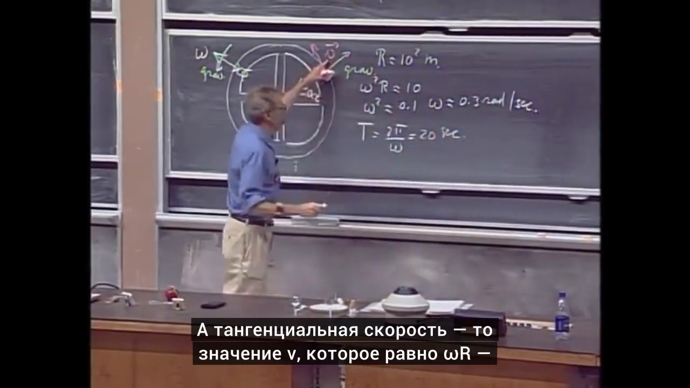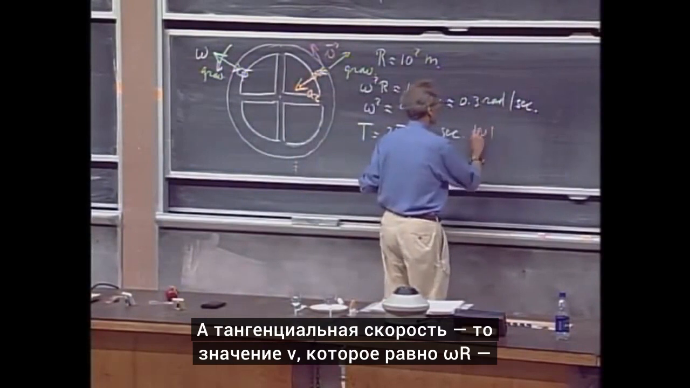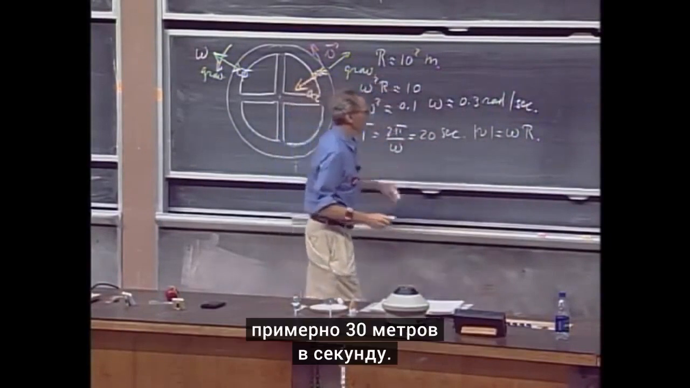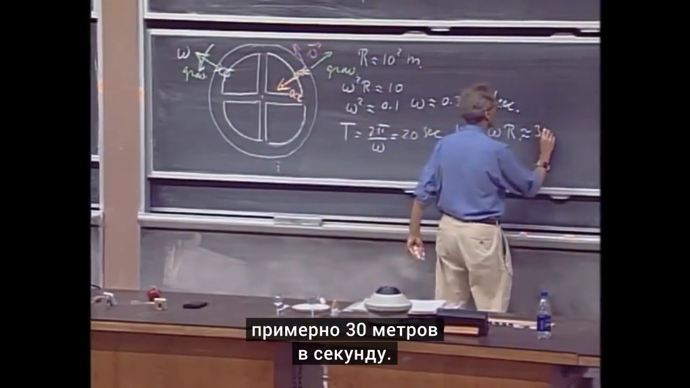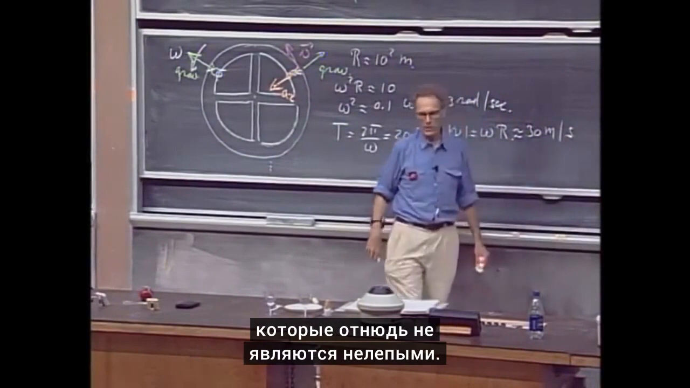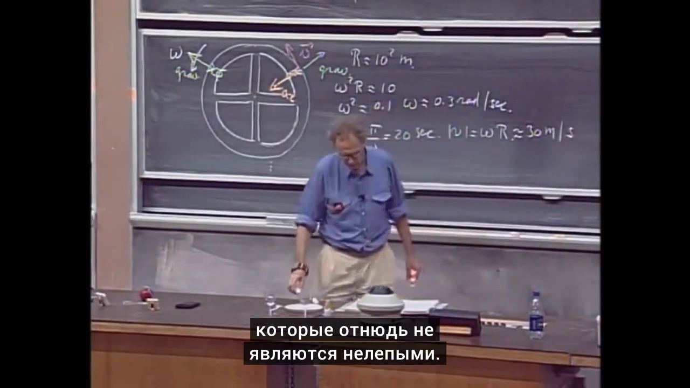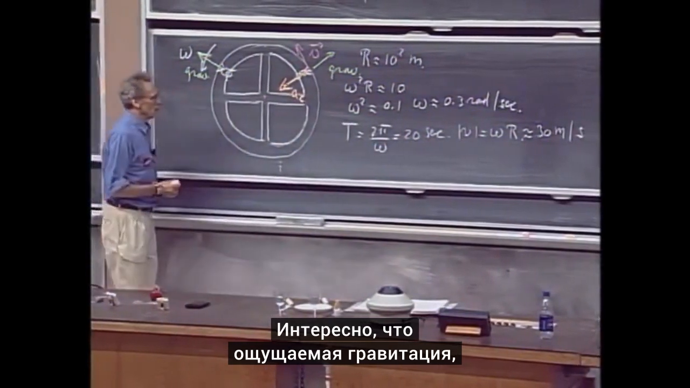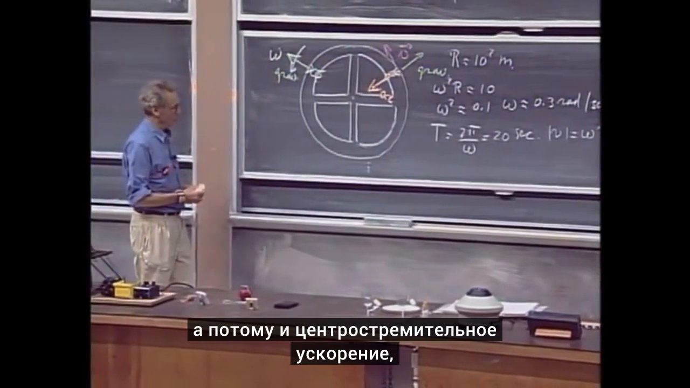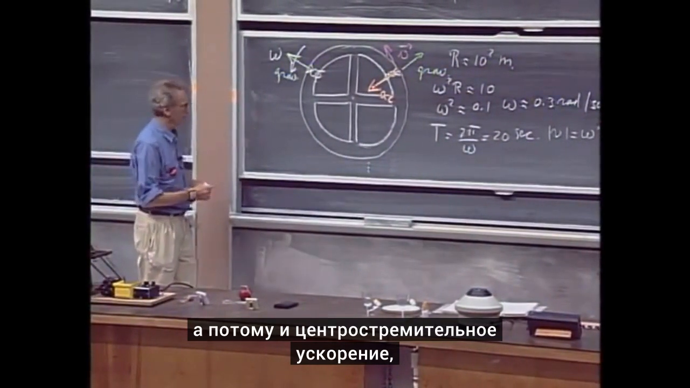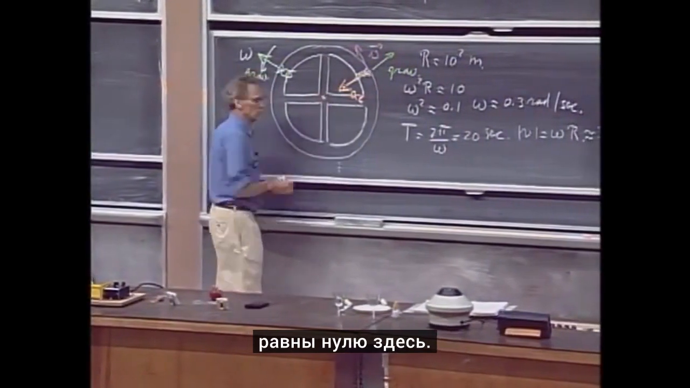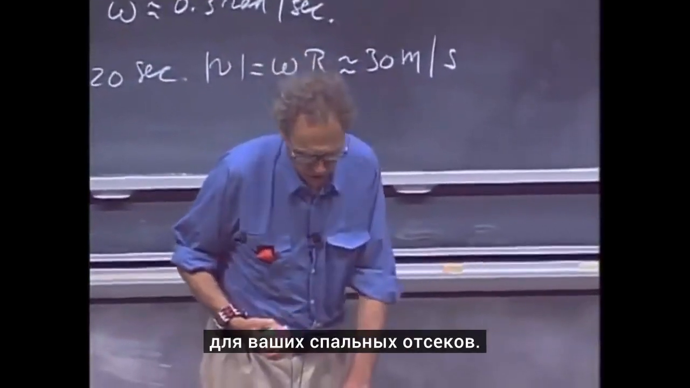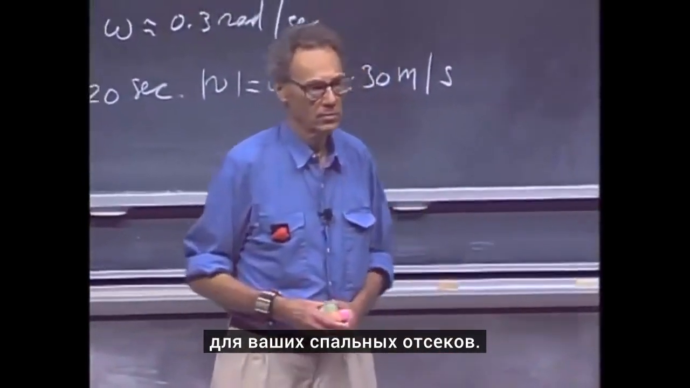And the tangential speed, that value for v, which is omega r, would then be 0.3 times 100, about 30 meters per second. Just to give you an idea for these numbers, which are by no means so ridiculous. What is interesting, that the perceived gravity, and therefore the centripetal acceleration, is 0 here. There is nothing. There's no gravity there. And so that may be a good place for you to have your sleeping quarters.